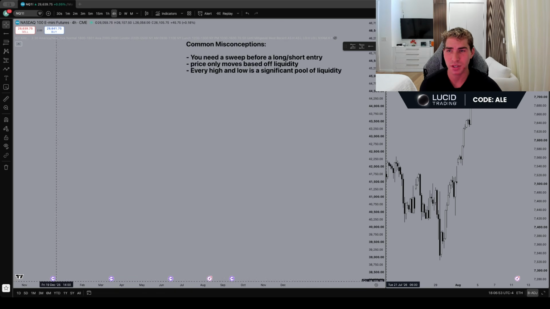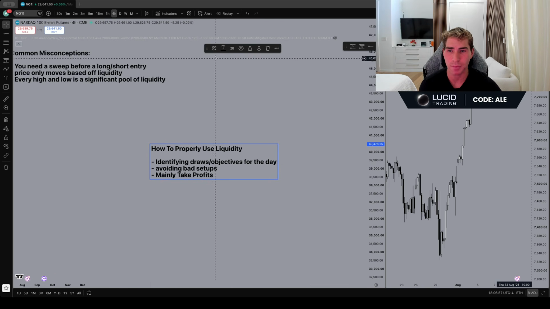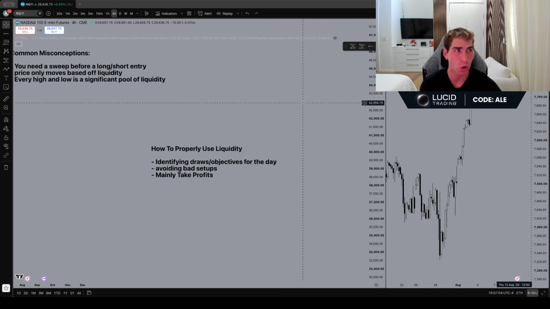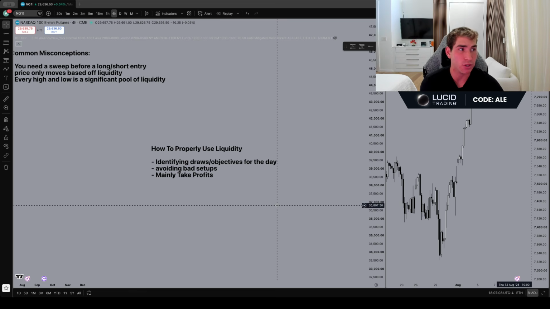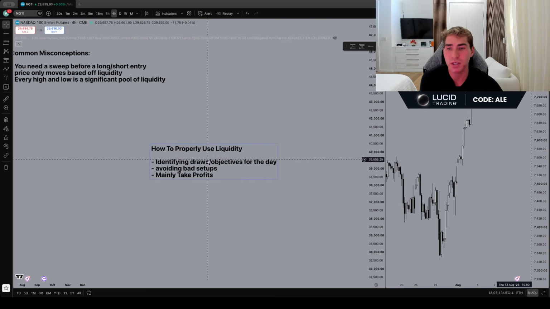But now that we're done with this, I can show you guys more into how I properly use it. Identify objectives for the day, avoiding bad setups, but we mainly do use it for taking profits, as I showed you guys. We marked out previous day low. That's my objective, meaning I want price to go there. So what am I going to do? I'm going to take profit once price gets there, right? So we mainly do use them as take profits.